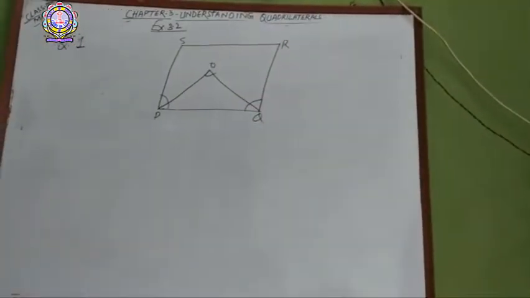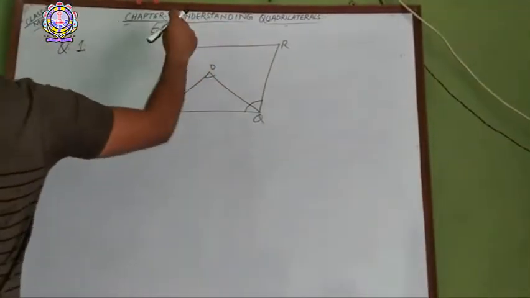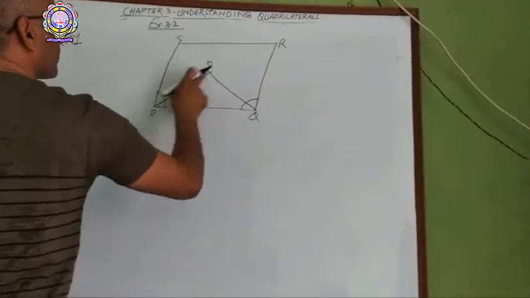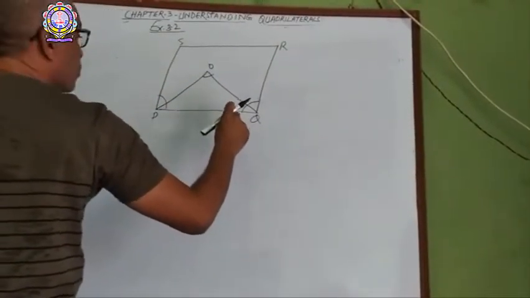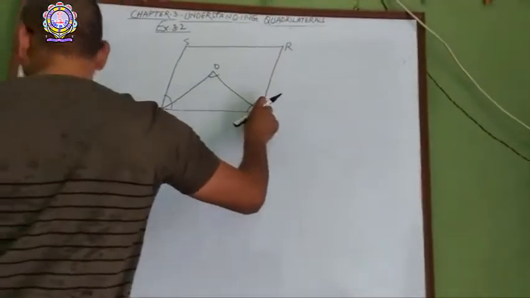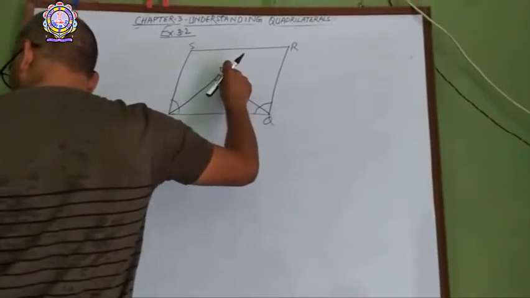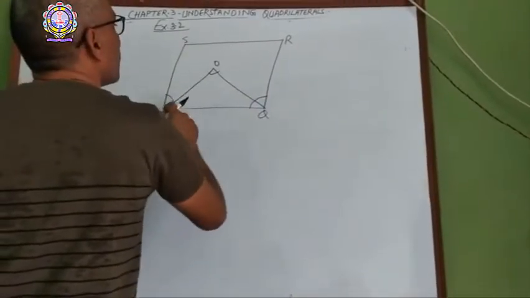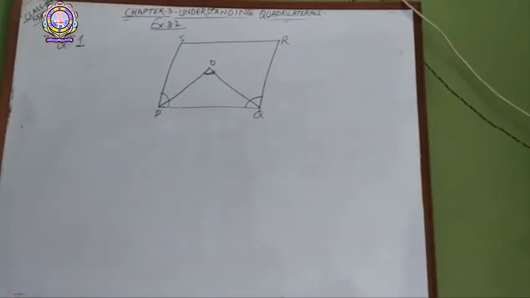Our question first is: in a parallelogram PQRS, this is our parallelogram, the bisector of angle P, this OP is the bisector of angle P, and OQ is the bisector of angle Q, meet at O. They meet here at O. Find the measure of angle POQ. What is the measure of this angle? We have to find this.